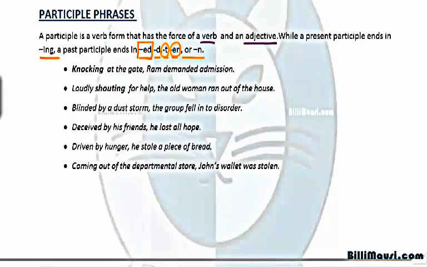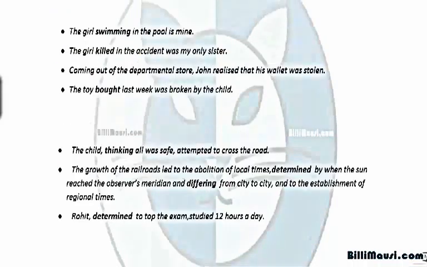So here we have the participle knocking, in the opening. Loudly shouting for help, the old woman ran out of the house. Shouting. Blinded by a dust storm, the group fell into disorder. Blinded. Deceived by his friends, he lost all hope. Deceived. Driven by hunger, he stole a piece of bread. Driven. Coming out of the departmental store, John's wallet was stolen. Coming out, or just coming. The girl swimming in the pool is mine.